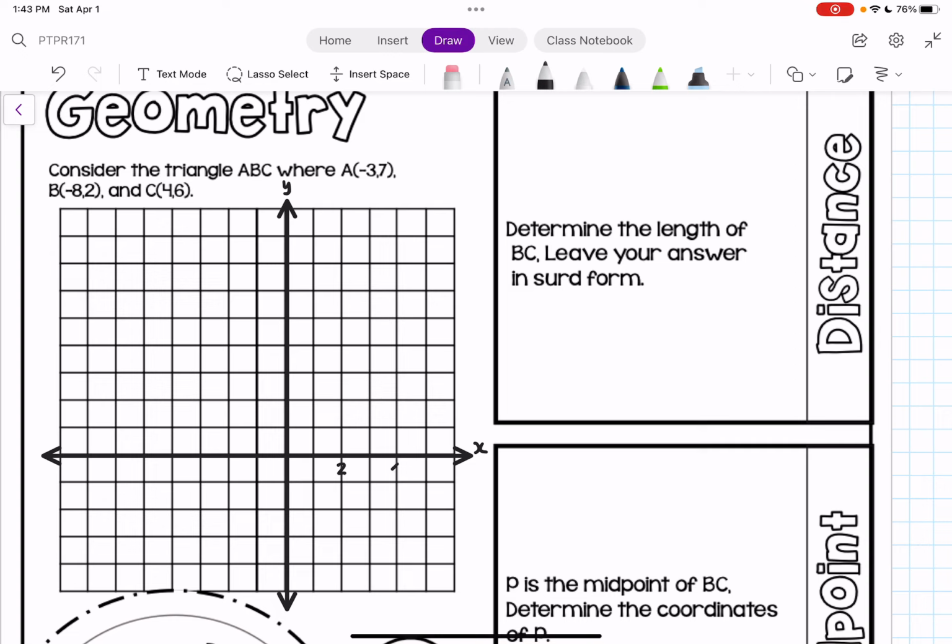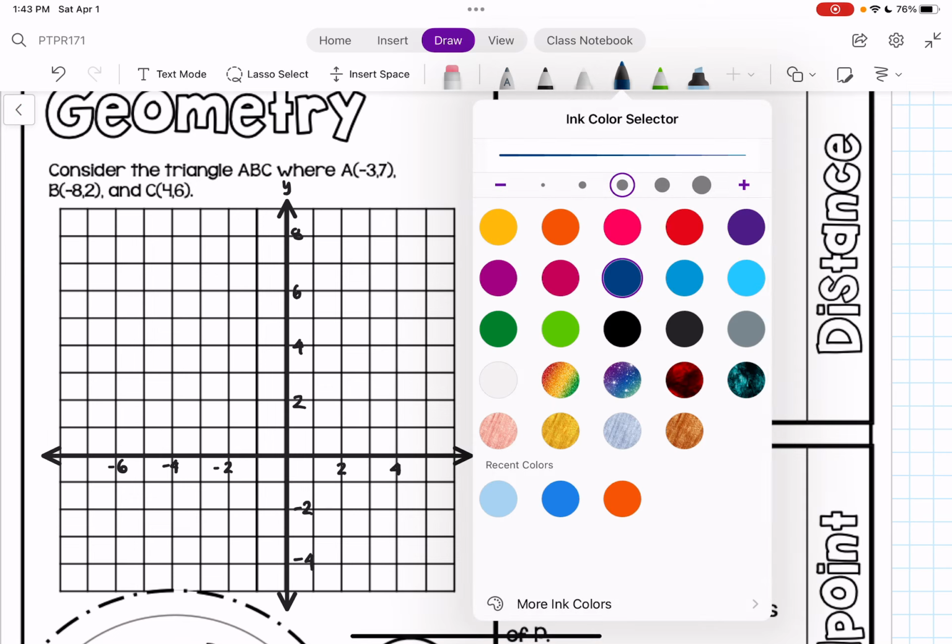I don't like to write on every single square because then it's going to look very untidy, so I mark off every second bar. And you can see I've placed my axes so that I would have enough space for the points that I need to plot.